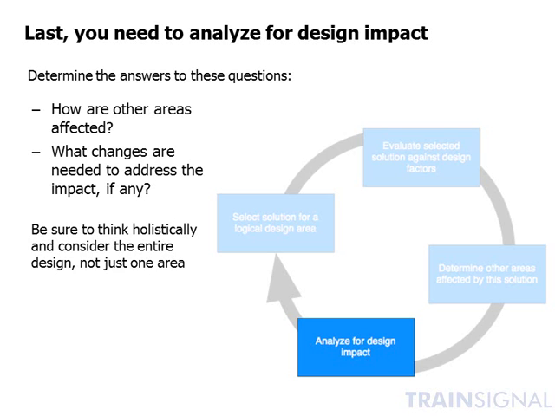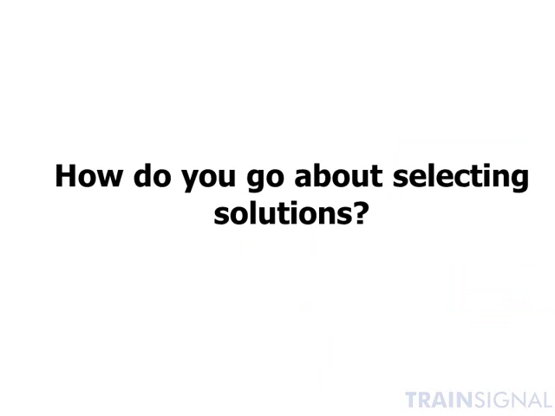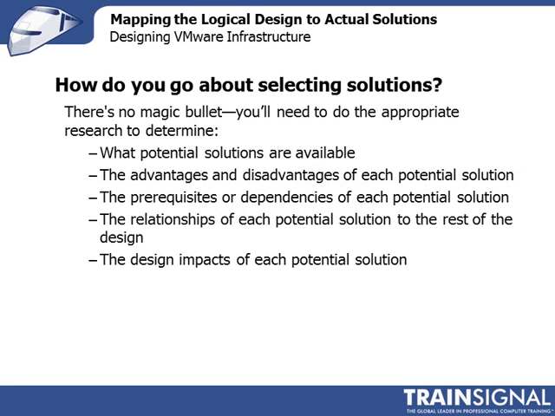And in fact, I'd like to just stop and talk for a minute about this process of selecting solutions. How does one go about selecting solutions? Is it a random thing? How do you know which solutions you should select in a particular design area? Well, the bad news is there's no magic bullet. There's no secret process here. You have to go through the appropriate steps and do the appropriate research to determine what the right solution is.